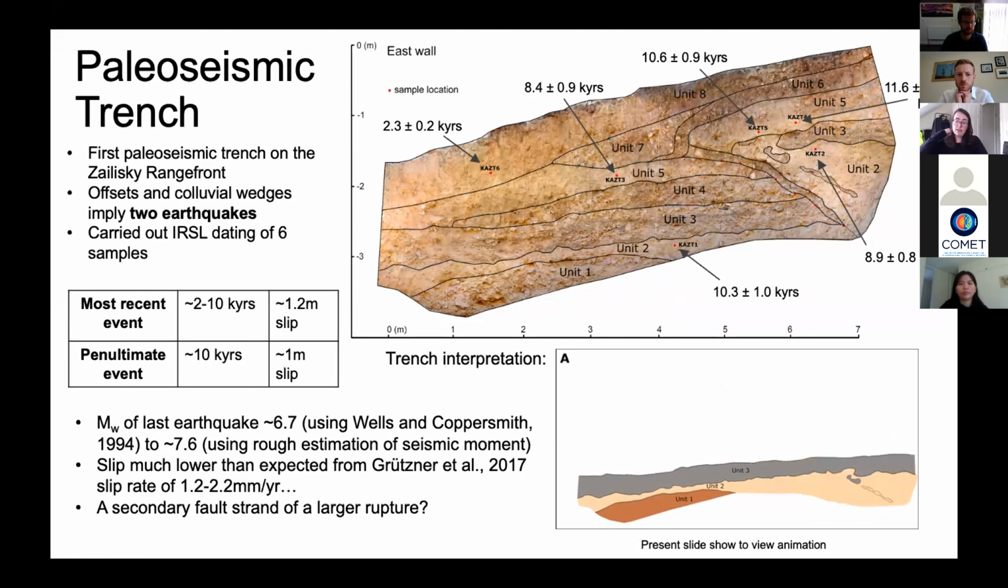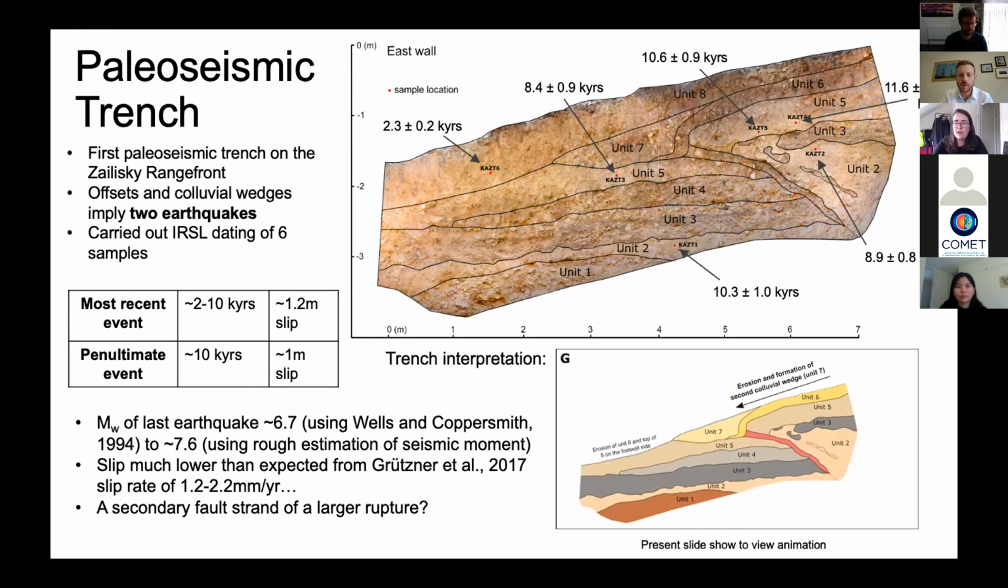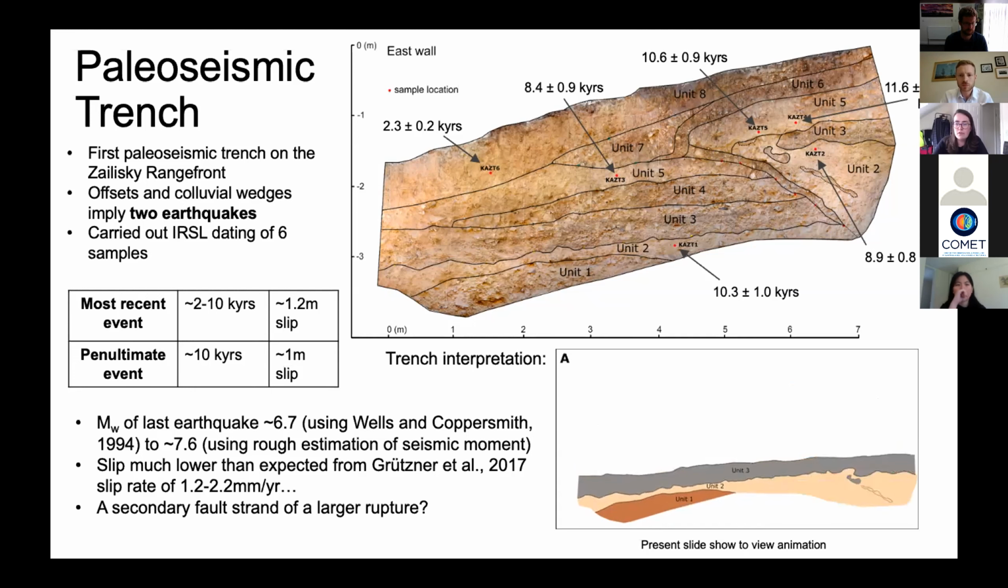Magnitude estimates for the last earthquake are in the high 6s and 7s, but the slip in our trench is much smaller than what we would expect from a nearby slip estimate. So perhaps we trenched a secondary fault strand, which doesn't record all of the slip in these earthquakes, and therefore maybe our slip estimates and magnitudes should be considered minima.